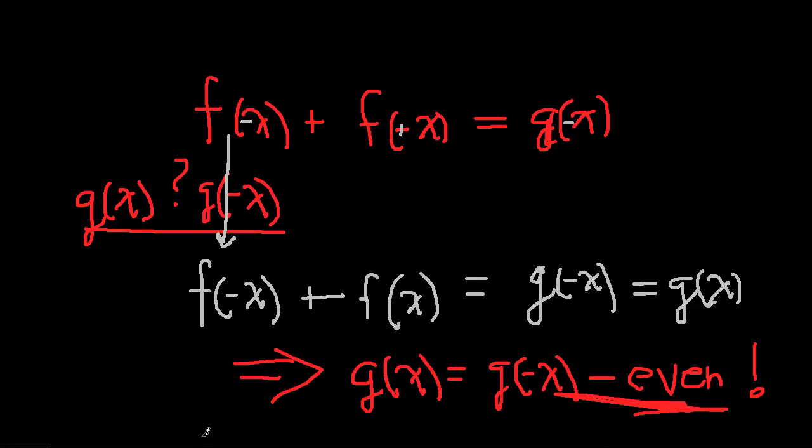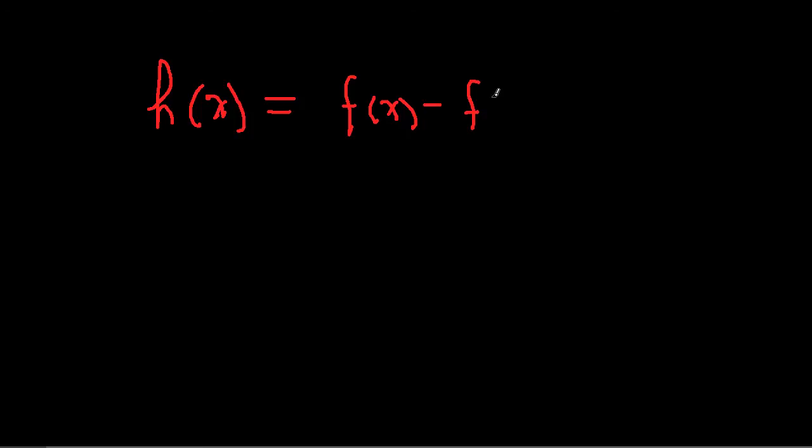Let's look at that other function we had. The other function, which I'll call h of x, was equal to f of x minus f of negative x. Now, what's the relationship between h of x and h of negative x? In other words, what's this relationship?